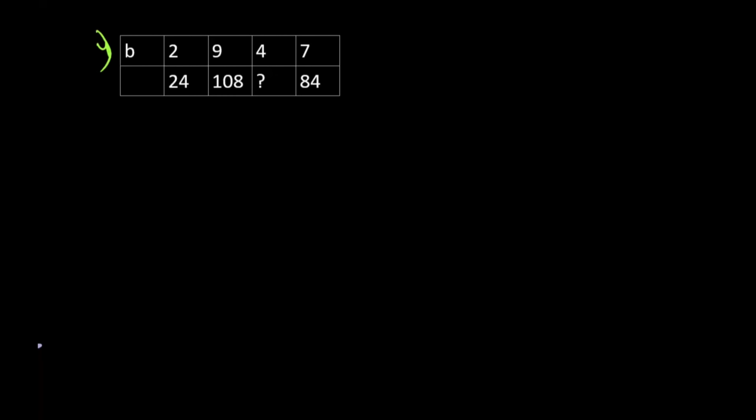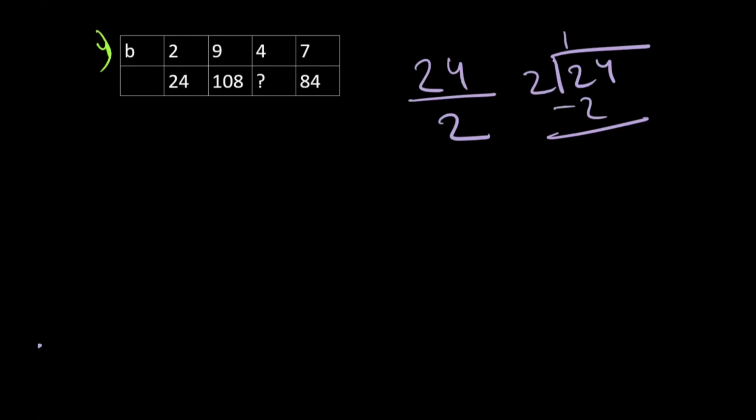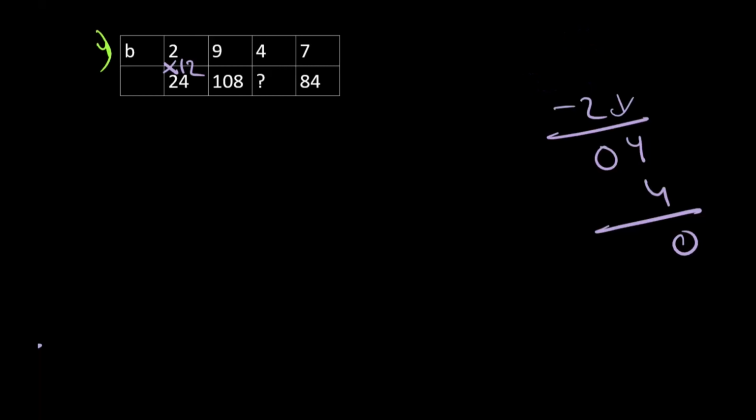So let's find what the rule is. We can do 24 divided by 2. Let's do that. 24 divided by 2. 2 goes into 2 once, and then we subtract. We have 0. We drop down the 4. And then 2 goes into 4 twice, and then we have no remainder. So it looks like our rule will be times 12. Let's see if that is true for all the other numbers. So I'm just going to erase this quickly.